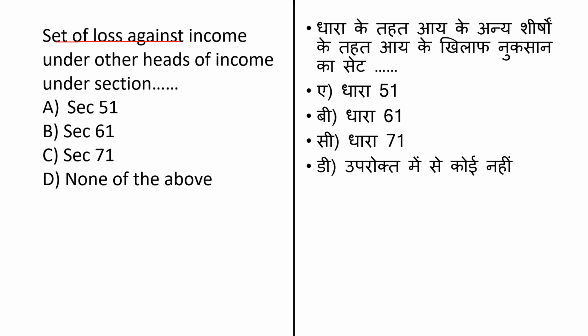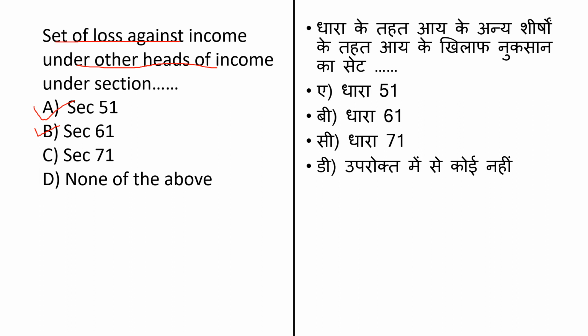Set off of loss against income under other head of income under section. For this the options given is section 51. Now here section 51 of the Income Tax Act 1961 provides that any advance forfeited by the seller of the property is deductible from the cost of the asset. Second option is section 61. Section 61 is divided into three subsections.